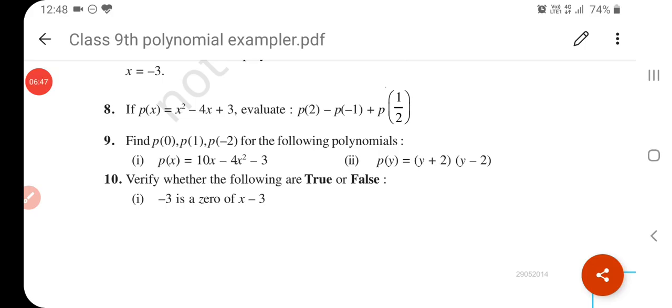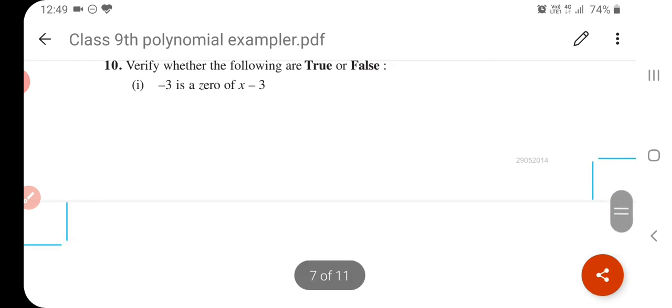Okay, let's take some more examples. Suppose verify whether the following are true or false. So what we can say, first is minus 3 is a 0 of x minus 3. It's false because x minus 3 is equal to 0. When we put, then our value of x is plus 3. So the 0 of this polynomial is plus 3, not minus 3. Okay, so it's a false statement.